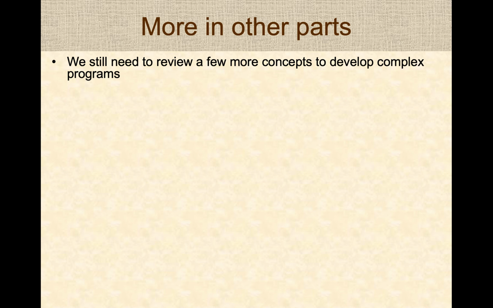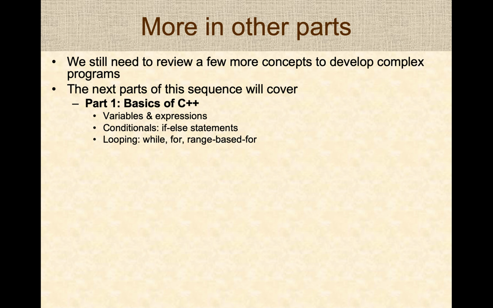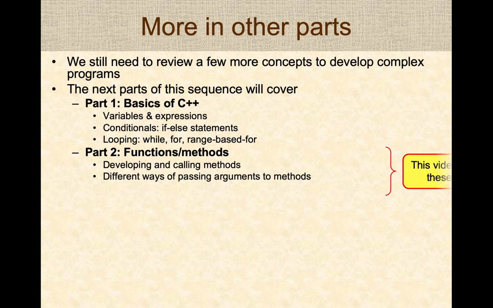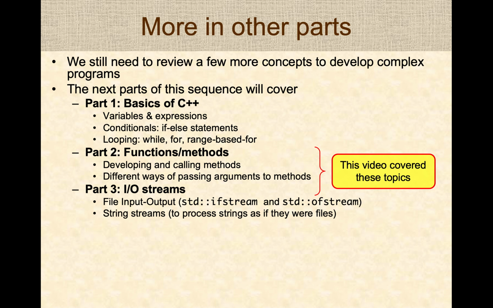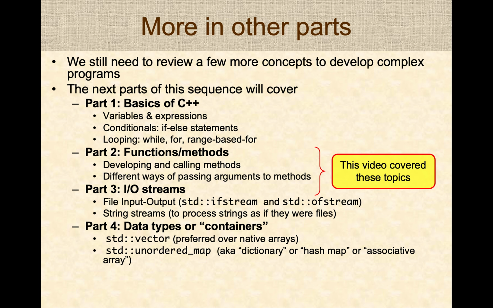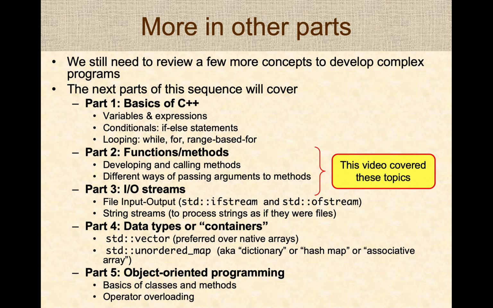Alright, now that we have reviewed some more concepts, we still need to review a few more things before we are fully ready to develop complex programs. So we have already covered the basics of C++, and in this part we covered functions and methods. In the next set, we'll look at input-output operations using streams, particularly file input. And then we will review basics of containers like vectors and unordered map. And then we'll wrap up the series with some introduction to object-oriented programming.